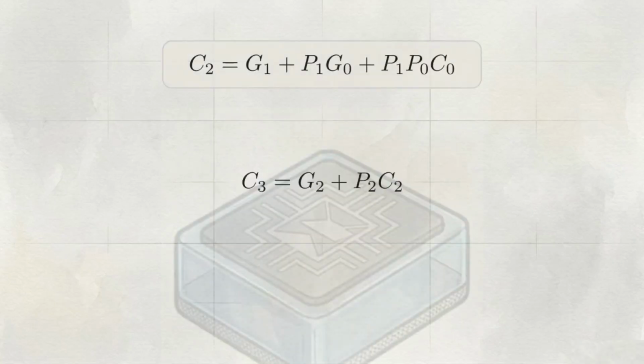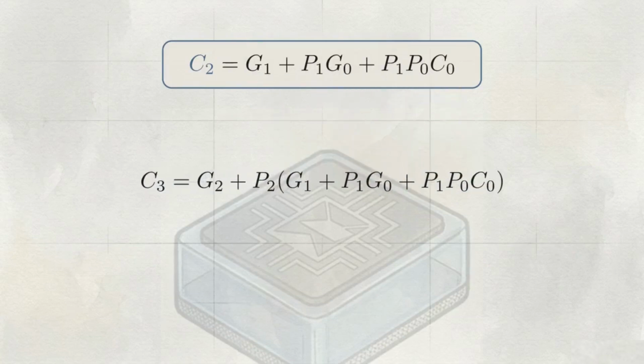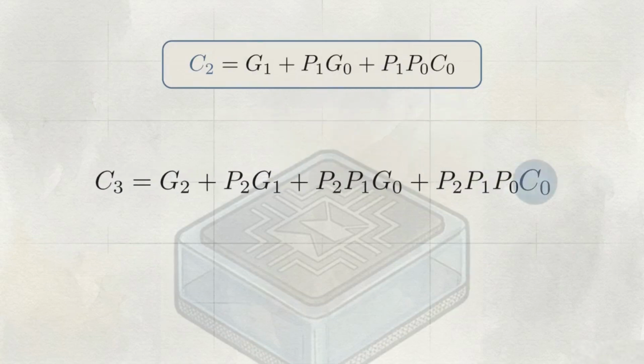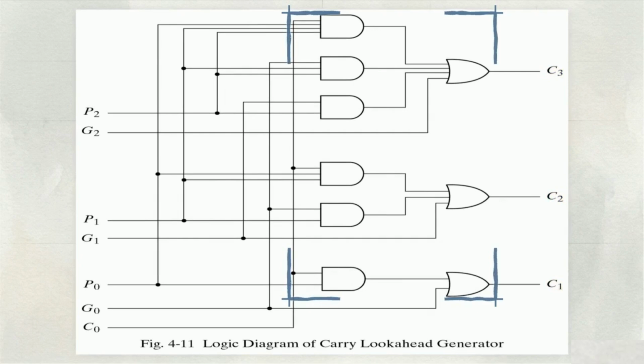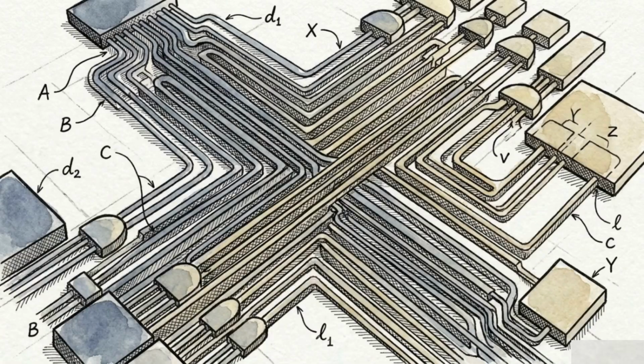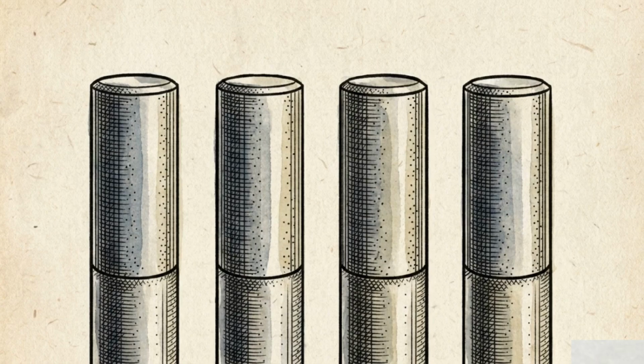If you take this expanded block for C2 and substitute it into the base equation for C3, the resulting formula grows even further. This logic diagram visualizes that expansion. C1, C2, and C3 are now produced concurrently through independent gate paths. This pattern expands all the way up to C4, generating all carry bits at once. Algebraic substitution directly translates to physical hardware independence, neutralizing the ripple delay by allowing each carry to be calculated in the same amount of time.